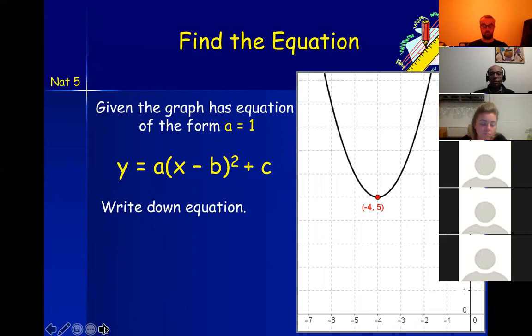A different example. I've got b = -4, so that becomes (x + 4)² + 5. So (x + 4)² + 5 is the equation written in completed square form.